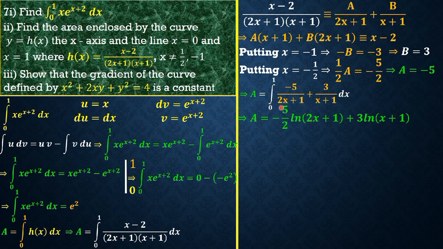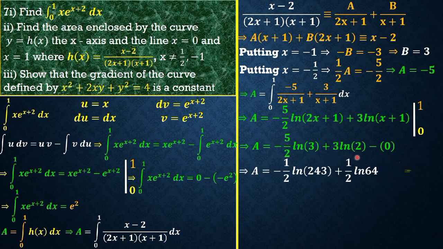But since the derivative of 2x plus 1 is 2, we are going to divide by 2. Here, the derivative of x plus 1 is simply 1, so we don't bother. So we are going to have this. Limits of integration, guys, are from 0 to 1. Plugging in the upper limit minus the lower limit, we are going to have our 8 be the same as 5 over 2. That's negative 5 over 2, natural log of 3 plus 3, then 2 minus 0. Simplifying that completely, we are going to have 1 half the natural log of 64 over 243.